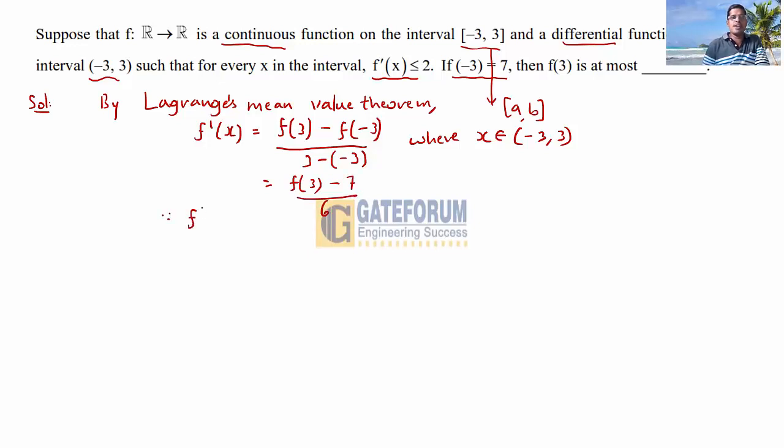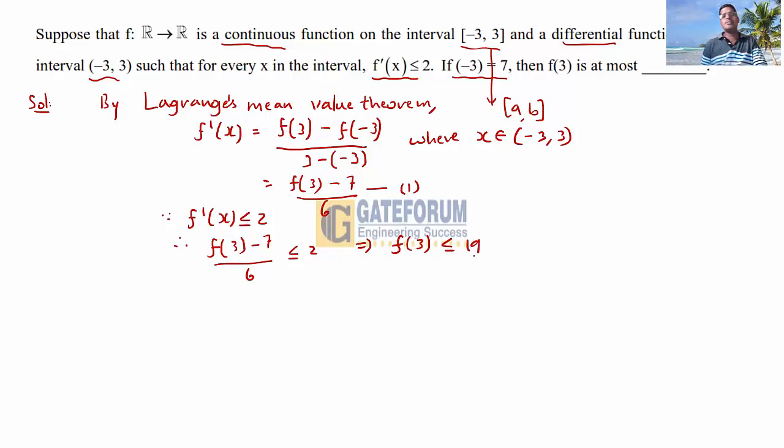Since f dash x is less than or equal to 2, therefore this is equation 1. So f dash x value here, substitute: f of 3 minus 7 divided by 6 is less than or equal to 2. 6 into 2 is 12, 12 plus 7 is 19. So f of 3 is less than or equal to 19. That means f of 3 can be 19 or 18 or less than 19, like 18.1 or 17, etc.